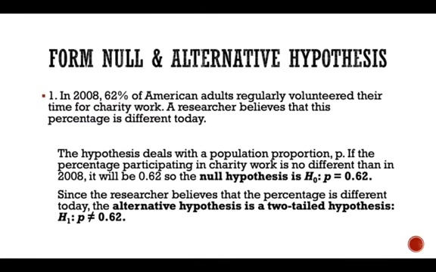So since the researcher merely believes that the percentage is different today, we have an alternative hypothesis of p is not equal to 0.62. It's different than 62%. If I have an inequality that's not equal to, it's a two-tailed hypothesis.